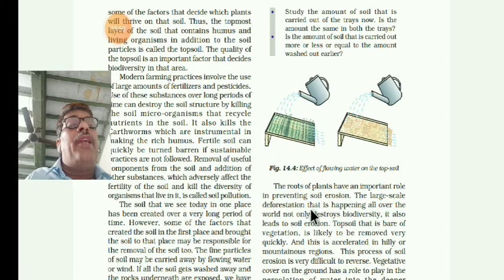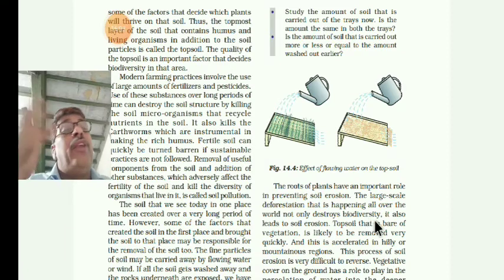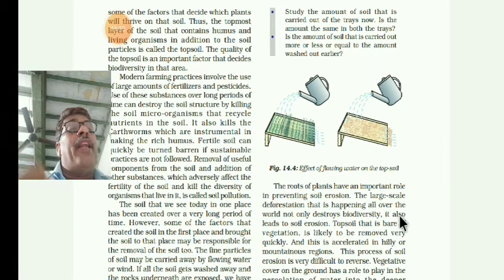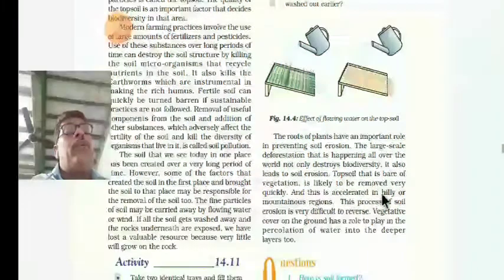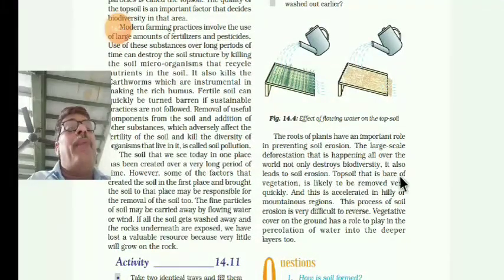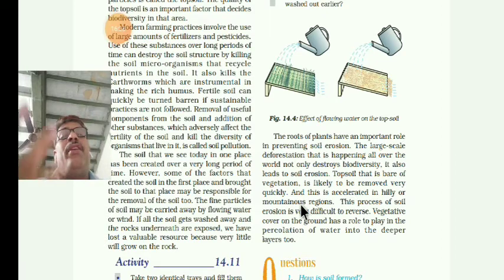Large scale deforestation, the cutting of trees happening all over the world, not only destroys biodiversity, as many animals lose their lives, but it also leads to soil erosion. That is why we say not to cut the trees. Topsoil that is bare of vegetation is likely to be removed very quickly. If vegetation, meaning plants, is not growing, the soil is removed quickly, and you will see dry lands.